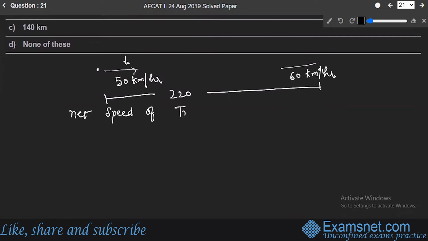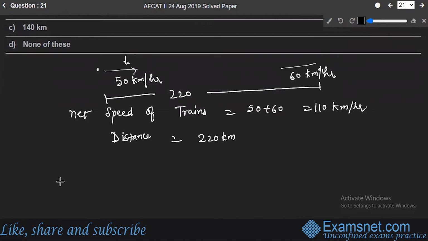Net speed of the trains, because they both are moving in opposite directions, is 110 kilometers per hour. Distance between the two trains is equal to 220 kilometers. The time when they both will meet, come to a particular point and collide, is distance divided by speed. So this will be 2 hours. So after 2 hours, both trains will collide.